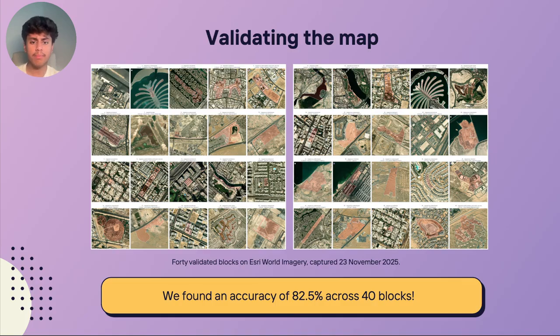We scored a stratified sample of 40 blocks against satellite imagery to find our map 82.5% accurate, which was quite comparable to the roughly 82% reported for other cities on a similar formula.